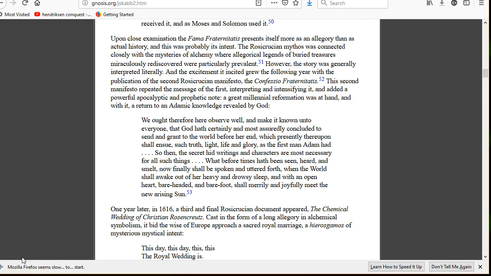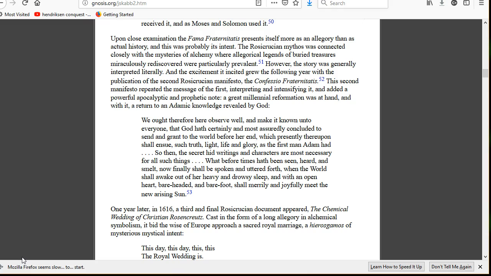From the Confessio it says, "We ought therefore here observe well and make it known unto everyone that God hath certainly and most assuredly concluded to send and grant to the world before her end, which presently thereupon shall ensue, such truth, light, life, and glory as the first man Adam had."